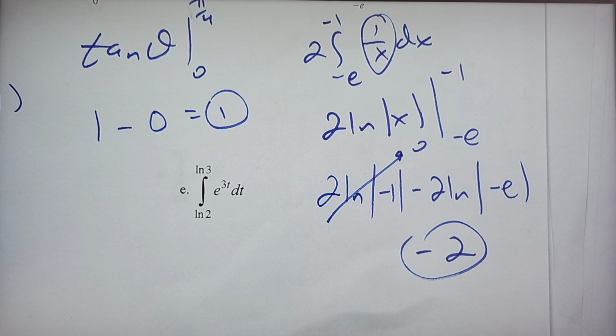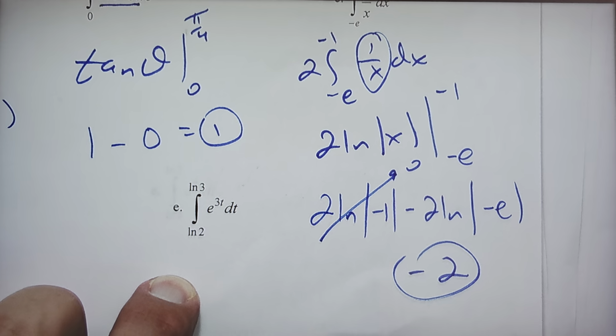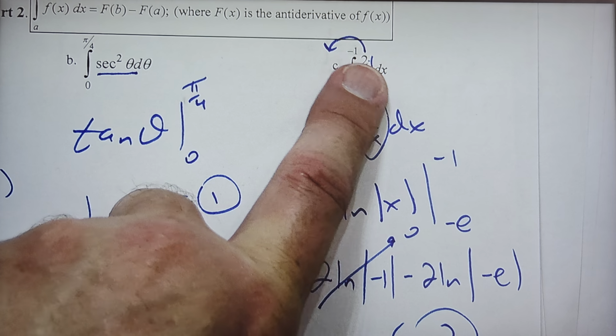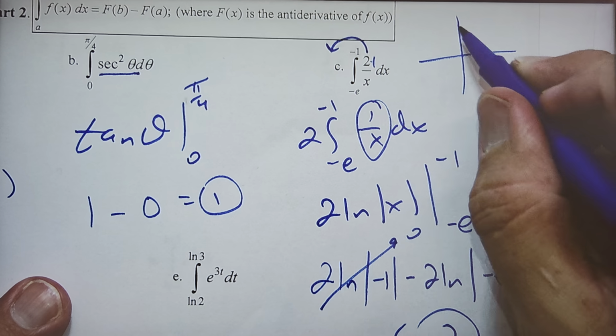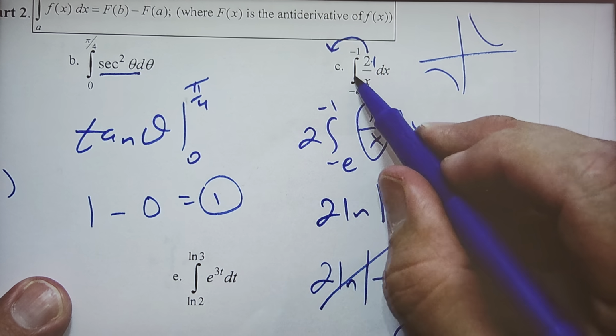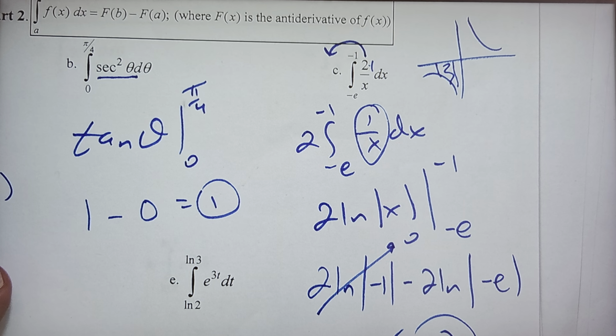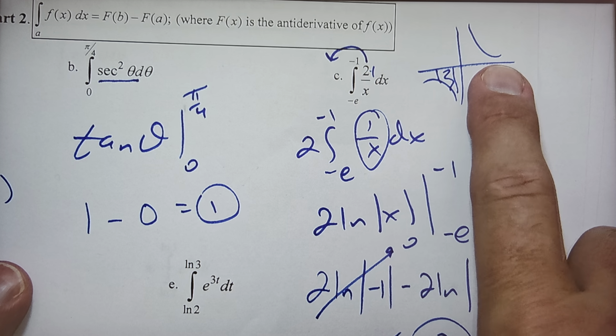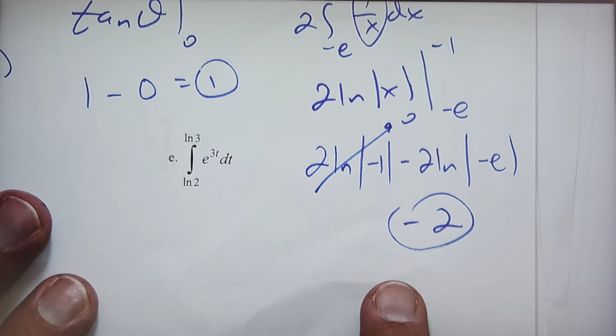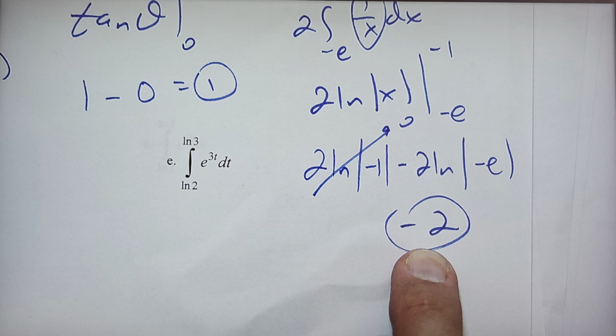Hooray. Why does it make sense that it's negative? If I graph 2 over x, it looks like this. And so below 0, it's going to have negative area. Yes? Okay, do you have to do that or know that or think about that? No, but it's nice to know, hey, I expected a negative answer here.